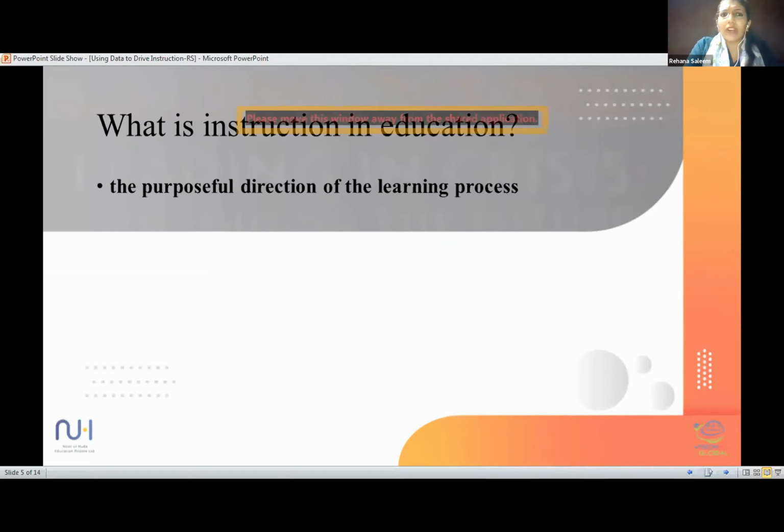Instruction includes your teaching strategies, the content, the schemes of work, the curriculum, the long-term plans, your lesson planning. This is all part of instruction. What direction you are giving to it, how you are going forward with it, that is the instruction in education.